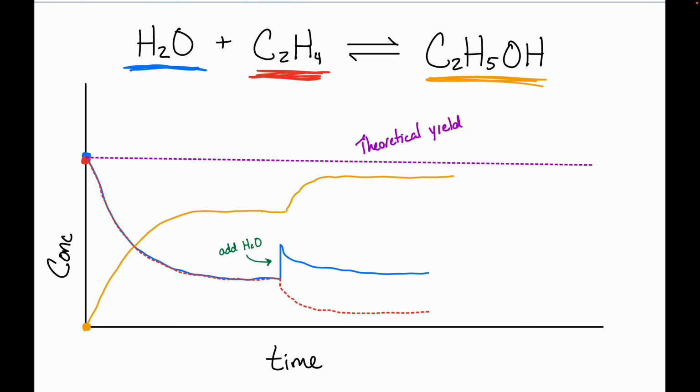Some equilibriums favor the products very strongly. But with some of them, you get a pretty even distribution at equilibrium. And that's when you want to take advantage of Le Chatelier's principle to really crank up your yield. Cool. All right, so that does it for our equilibrium chapter here.